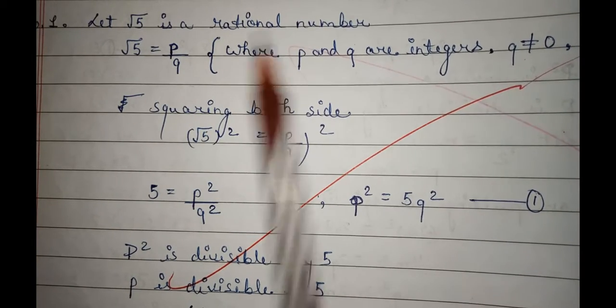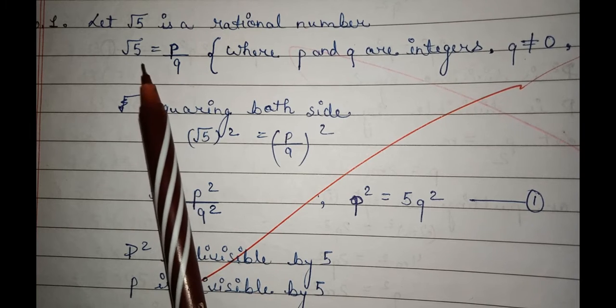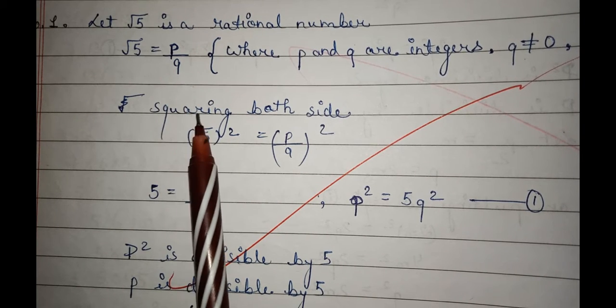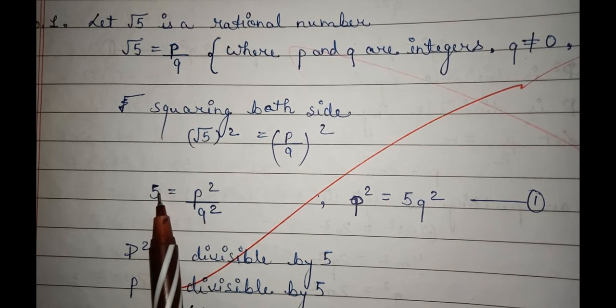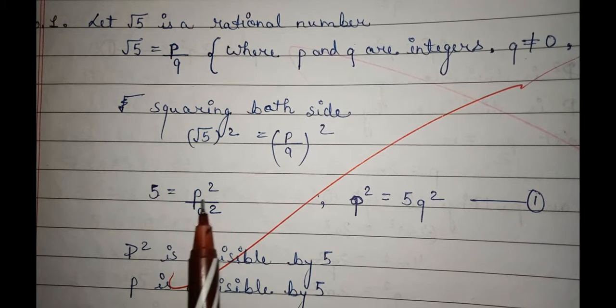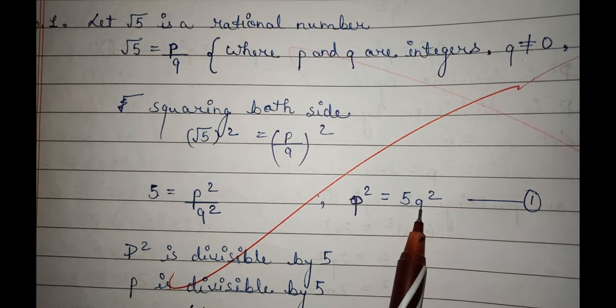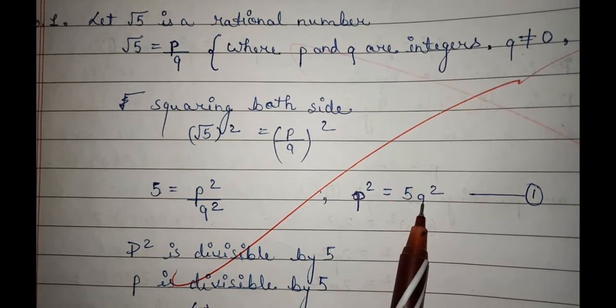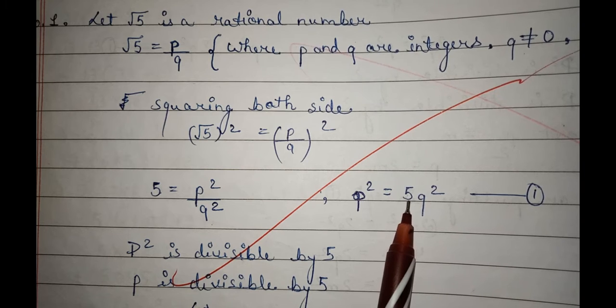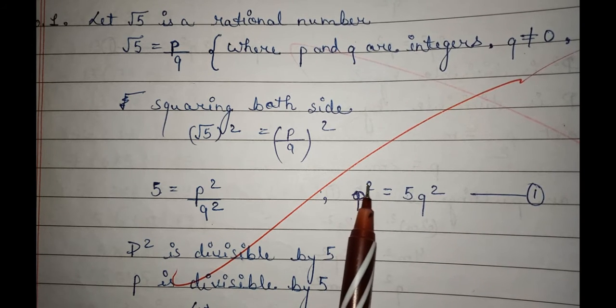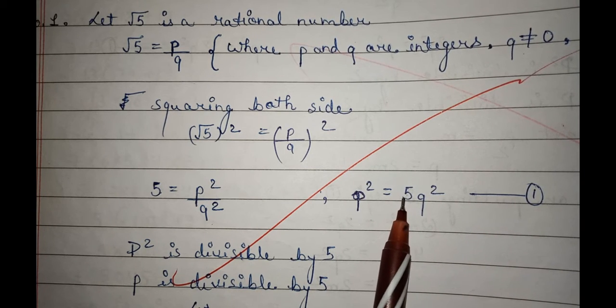Okay. Now, on squaring the equation on both sides, under root 5 squared will be 5 and (p upon q) squared will be p squared upon q squared, which implies p squared is equal to 5 into q squared. Now, from this equation we can see that p squared is divisible by 5.